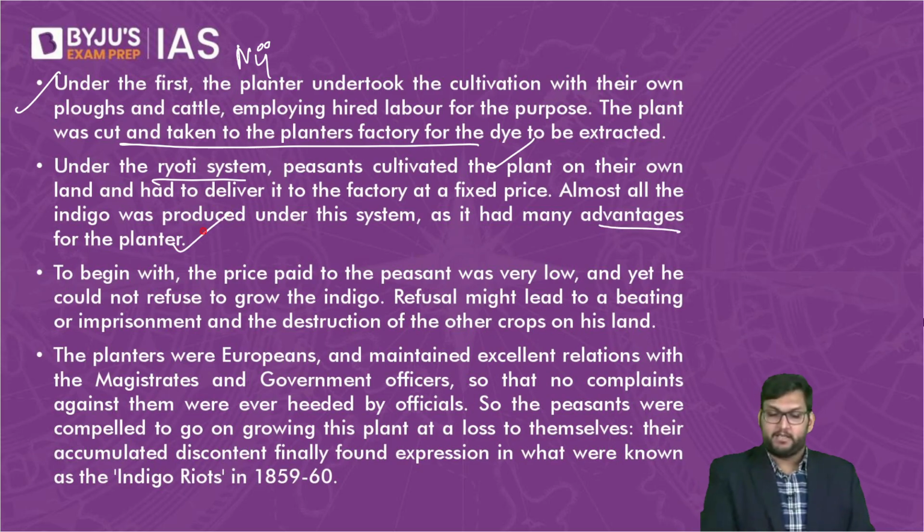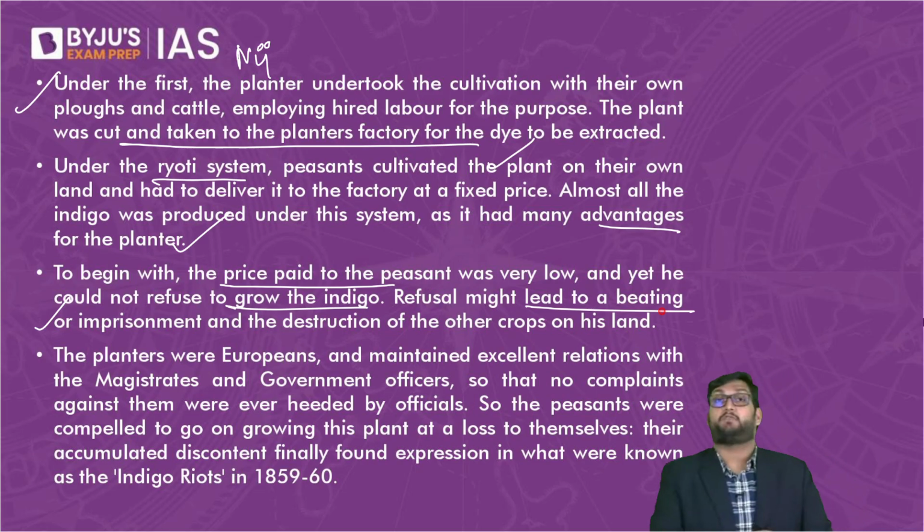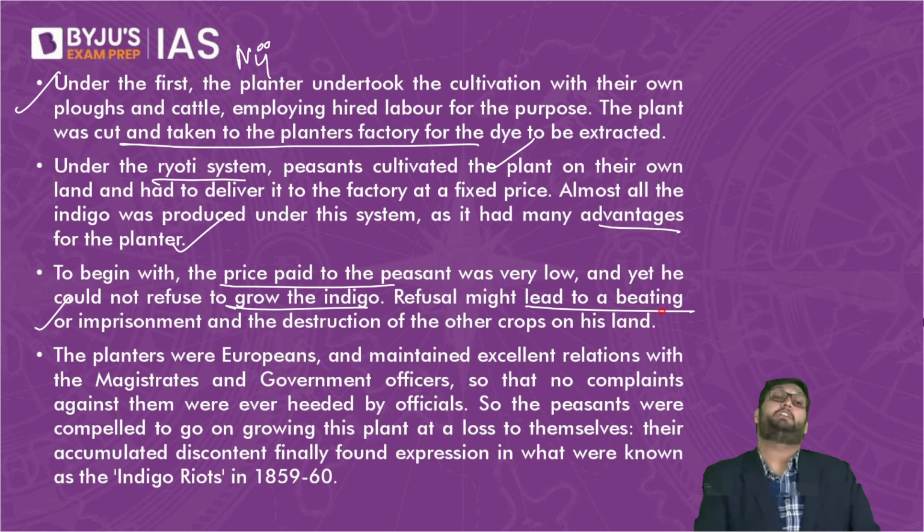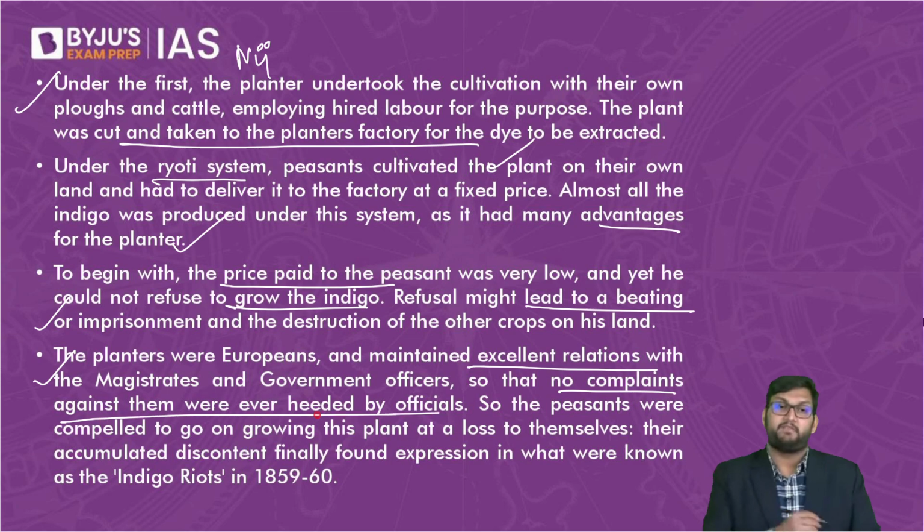To begin with, the price paid to the peasant was very low, and he could not refuse to grow indigo. Refusal might lead to beating up, imprisonment, destruction of the crop itself. So if you wanted to come out of the system, they would literally beat you up. The planters were Europeans, and maintained excellent relationships with the magistrates and European officers, so that no complaints against them could be given heed. So the peasants were compelled to grow a plant at a loss to themselves. This in turn will later culminate in the Indigo riots itself.